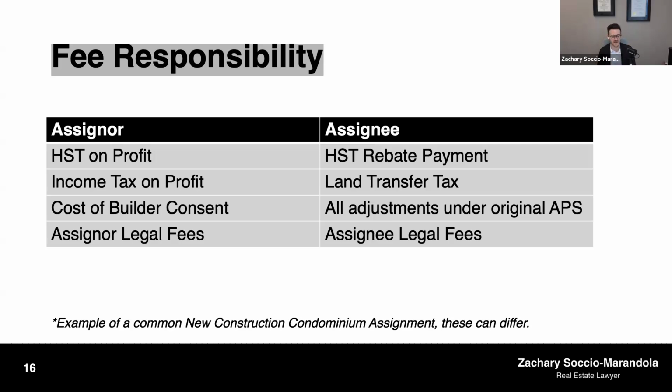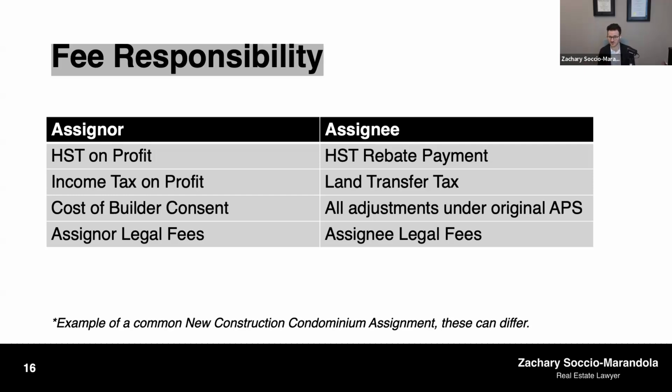Same thing on the assignee side, and I know a lot of lawyers do a very similar thing. Again, it's our standard purchase price plus $1,000 when dealing with an assignment. So when you're on the assignee side, you're talking about that HST rebate payment. That's got to be paid up front. Now, again, it can be reimbursed if the assignee qualifies for the HST rebate, but remember, a lot of times that's built into the price.